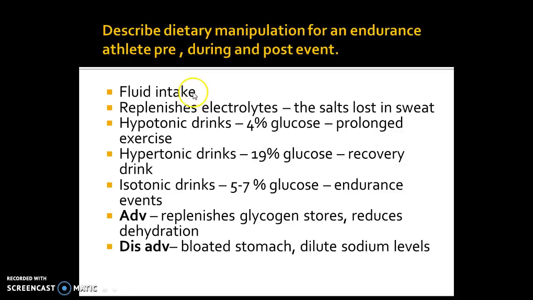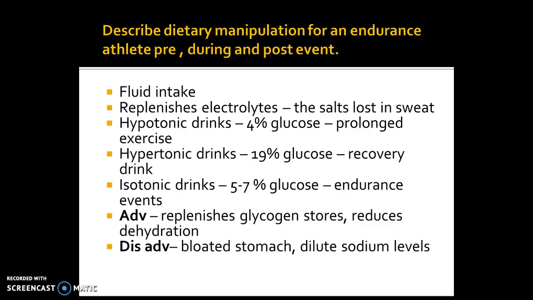So, you know, I said to you I'd highlight certain things that are massively important. This is one. Fluid intake then. You've got replenished electrolytes, okay, that's a key focus, which is basically the salts that you lose during sweat when you're exercising. And there are 3 types of drinks. You've got hypotonic, okay, which is 4% glucose, that's used for prolonged exercise, so marathon running.